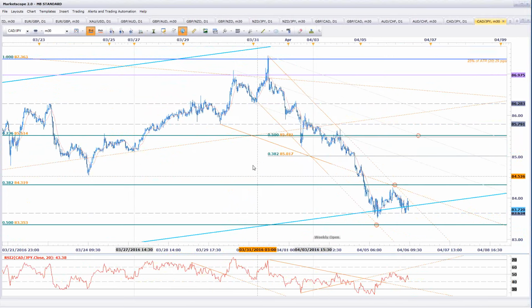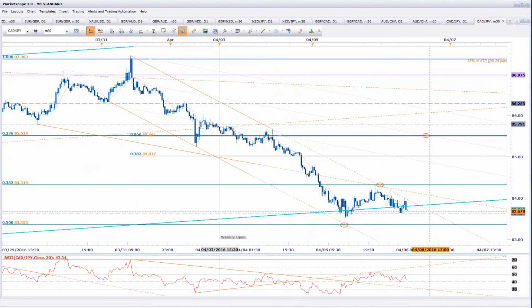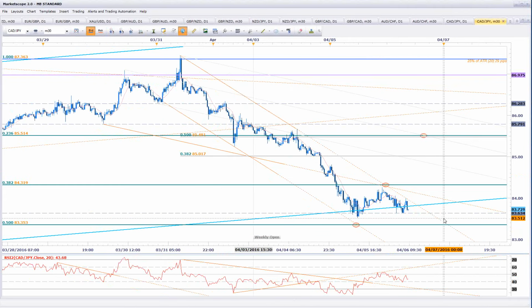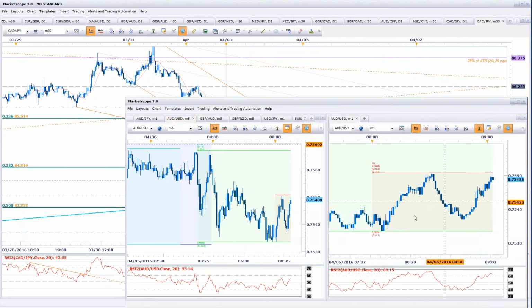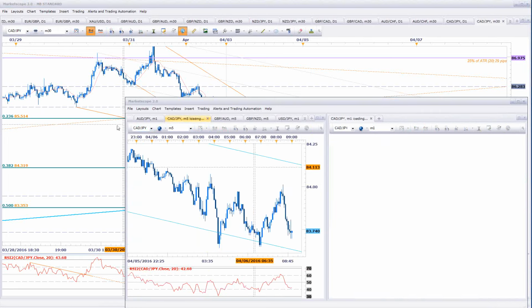Any questions on CAD yen? I know this was something I was checking out earlier today. Let me see how it's looking on the near-term charts here.